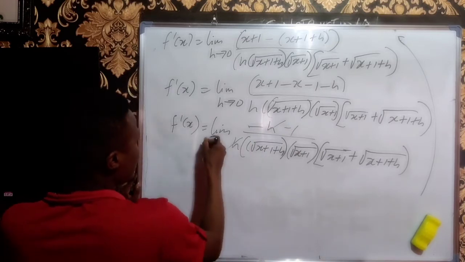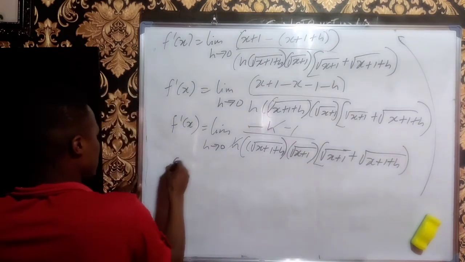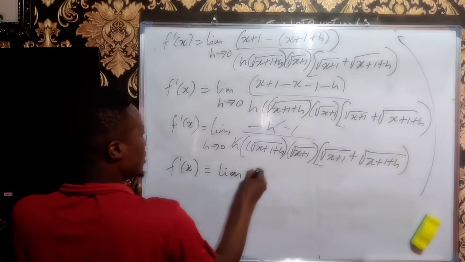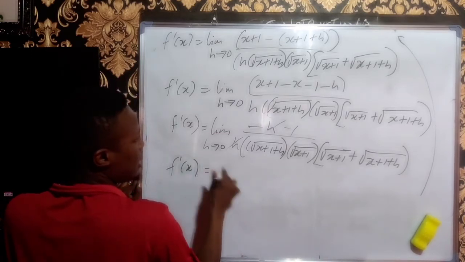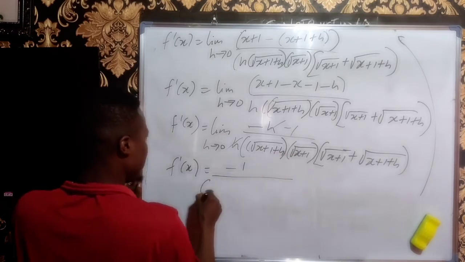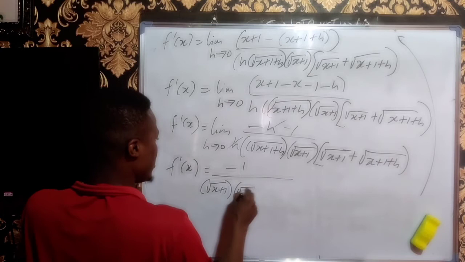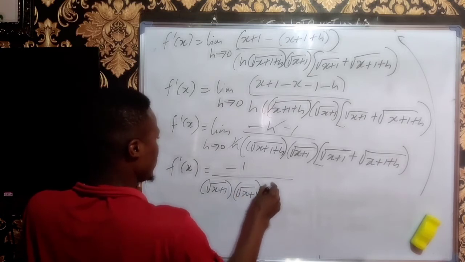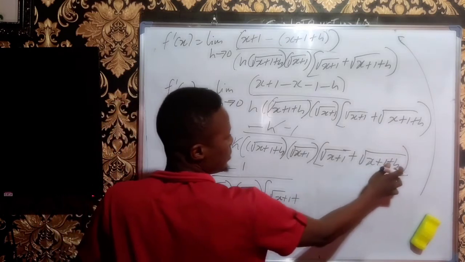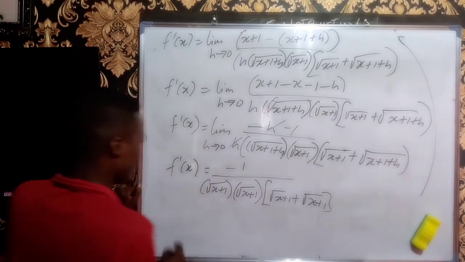So anywhere I see h is tending to 0, anywhere I see h, I plug in 0. So f prime of x equals the limit of, no limit again because I've started taking the limit, minus 1 over, if I put 0 here, I'll have square root of x plus 1, multiplying square root of x plus 1 into square root of x plus 1 plus, if I put 0 here, I have square root of x plus 1.